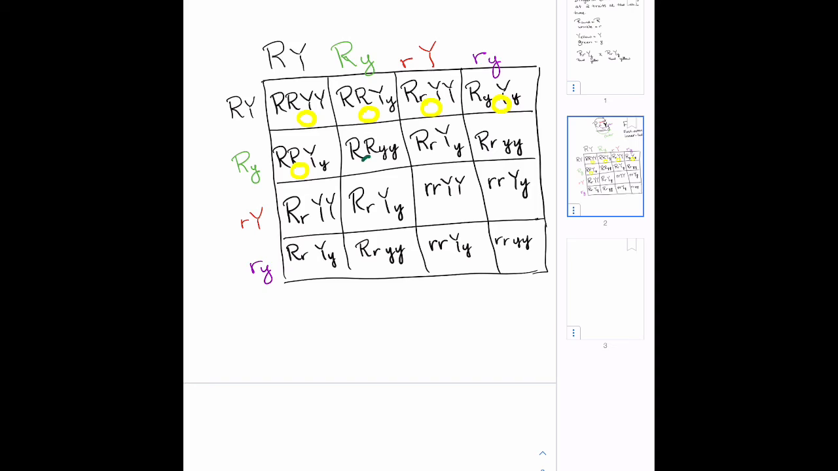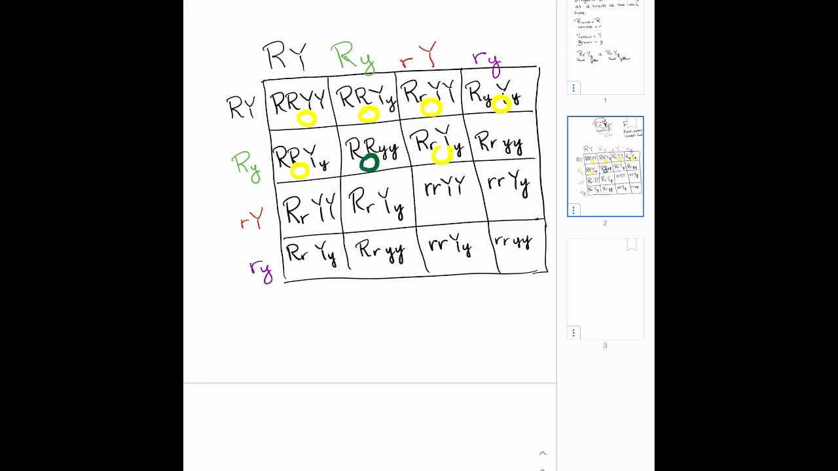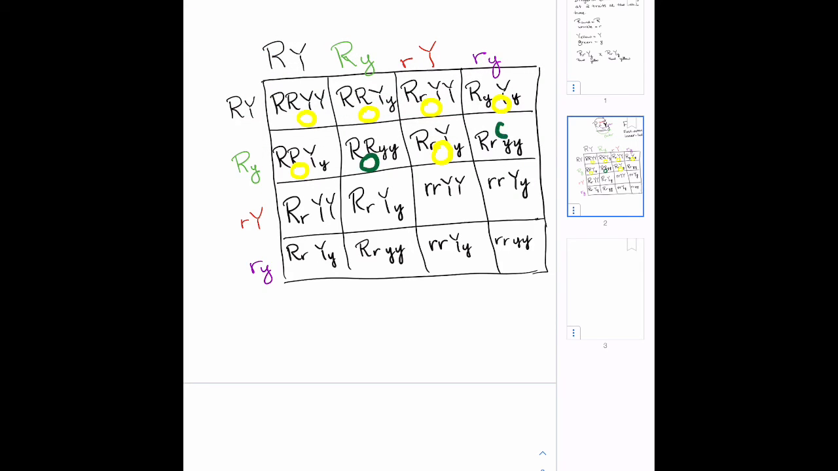And the next one, I have round and green. I've got dominant for the nice round smooth, but my color of pea is going to be green. And the next one, I have again round and yellow. And then the next one, I have round and green. Then down here, we've got round and yellow again. And then next to that, we have round and yellow again. And then we have wrinkly and yellow.